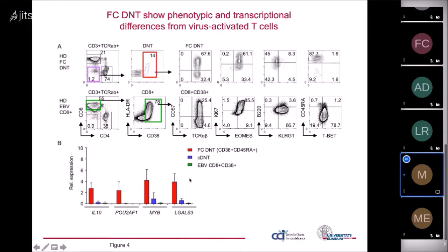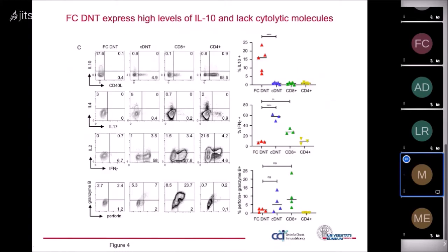We checked also once again with RT-PCR the key signature genes. Now you know them probably: IL-10, OBF1, MIB, and galectin-3. And everything which is expressed by EBV CD8 cells should be here green, and you don't see actually anything green, which means these genes were really not upregulated in these cells. And having made this comparison with the activated T cells led us to ask which is the cytokine profile of these cells. What can they do actually?